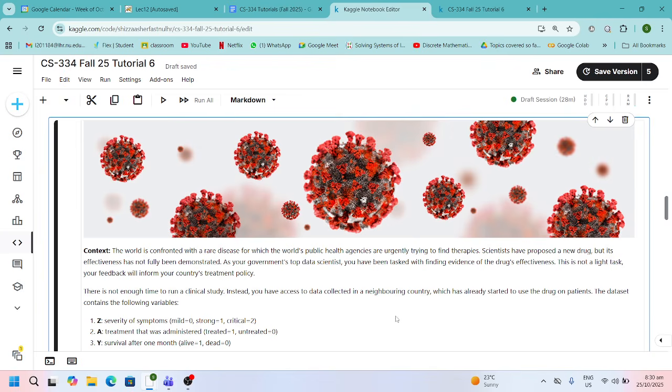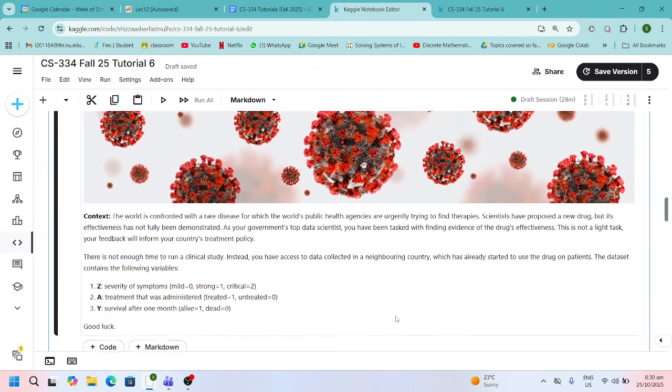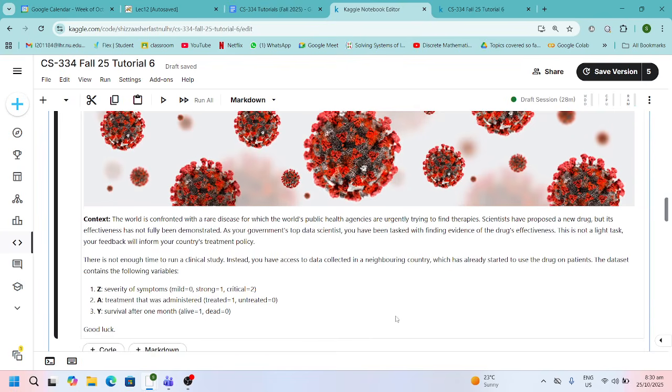As your government's top data scientist, you have been tasked with finding evidence of the drug's effectiveness. This is not a light task, and your feedback will inform the country's treatment policy. However, there is not enough time to run a clinical study. You cannot run a trial. You have observational data available instead. Instead, you have access to data that was collected in a neighboring country which has already started to use the drug on its patients.